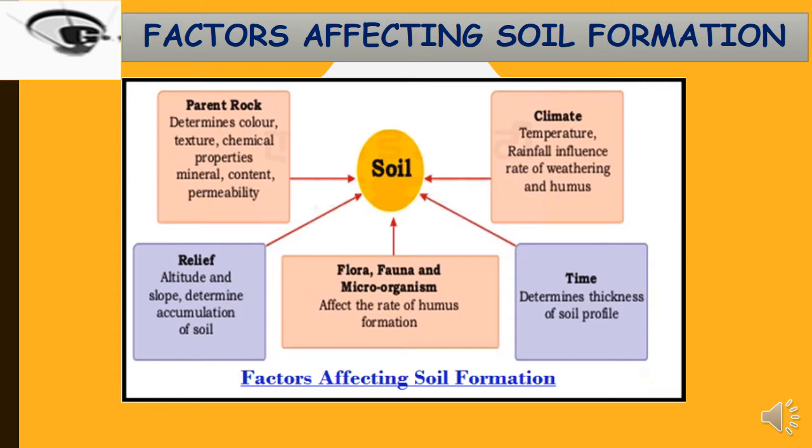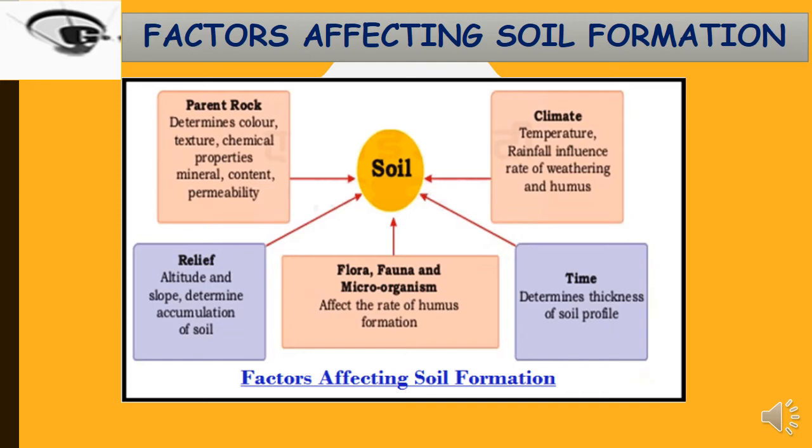The second factor which affects the soil formation is climate. It includes temperature, rainfall, and influences the rate of weathering and humus. The third factor under this is relief. It includes altitude and slope, which determine the accumulation of soil. Or in other words, based on the height of the region, the slope determines the quality and the thickness of soil.